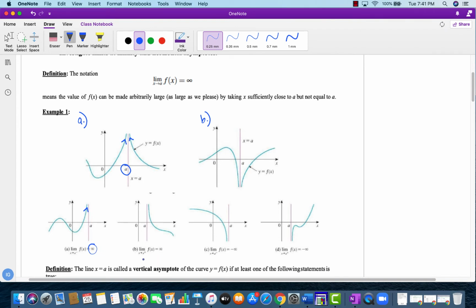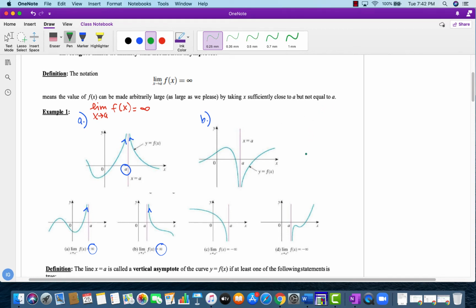Now, if you take the limit from the right hand side, it looks like it keeps going up, so it goes to positive infinity. So therefore, when you're trying to find the limit as x approaches a of the function, because the limit from the left and the limit from the right give you the same value, that will be the limit of the function when x is approaching a. It goes to the exact same value.